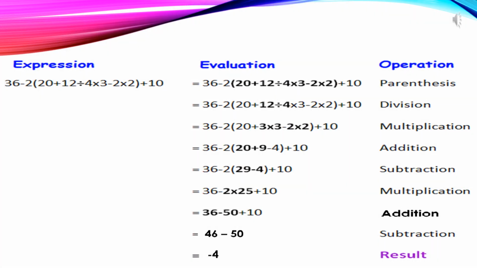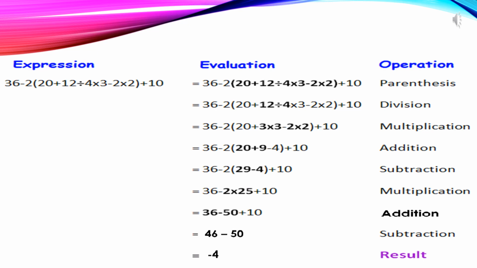Now let's understand one more example. 36 minus 2 bracket start 20 plus 12 divided by 4 multiplied by 3 minus 2 multiplied by 2 bracket close plus 10. In this question we have been given only one bracket, that is the small bracket. But in this bracket we have 4 different operations. So according to BODMAS rule, firstly we will solve the division, then multiplication, then addition and then subtraction.